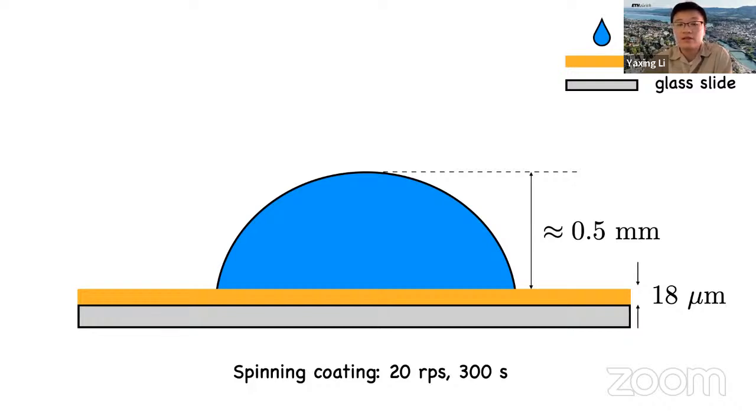And then we use spin coating to coat a normal glass slide. We didn't use any special glass, just a very normal one. Spin coating with the silicone oil, and with this parameter, the typical thickness is 18 micrometers. And then we put the water droplet on this oil surface and let it evaporate.